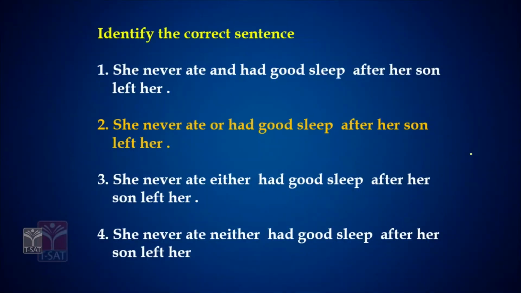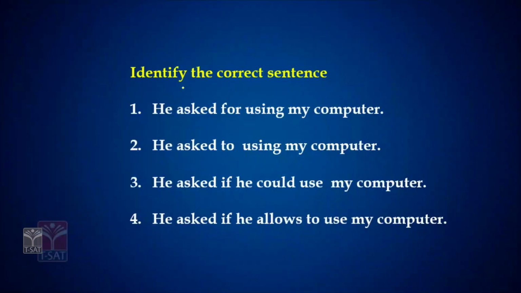So, this is the right answer. In this set, you can see the sentences. Number 1, he asked for using my computer. He asked to using my computer. He asked if he could use my computer. He asked if he allows to use my computer. So, if you see number 4, he asked if he allows to use my computer. There is no tense agreement. Asked is marked for past tense and the present verb is used, allows. So, we can eliminate 4.